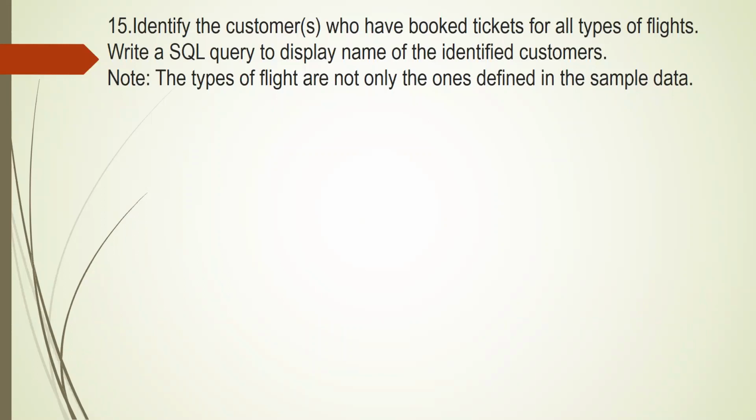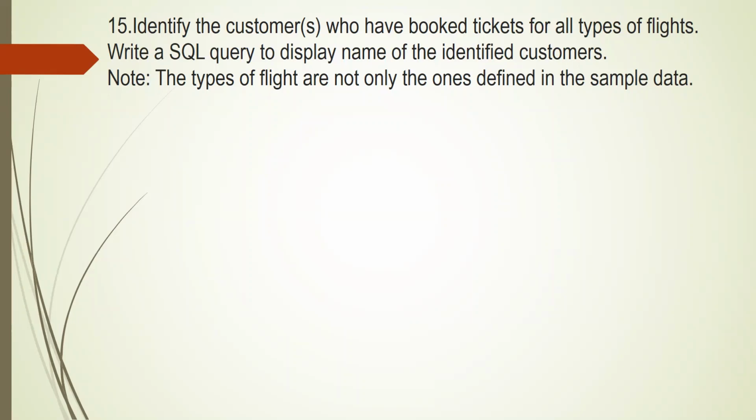Okay, that's okay. Maybe we have international and domestic. We may have other flight types also. So it is specifically mentioned that. Now you understood the question: identify the customers who have booked tickets for all flight types. Write a SQL query to display the name of the identified customer. The customer who has booked for all types, I need to get it.